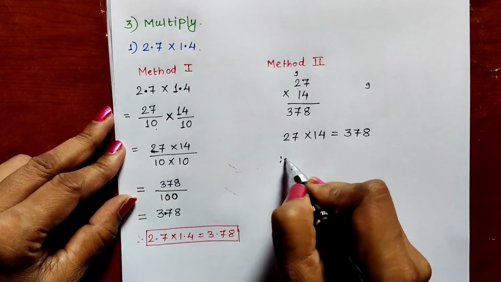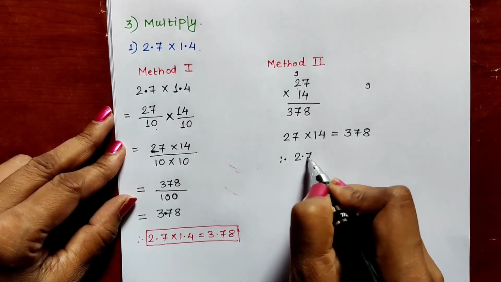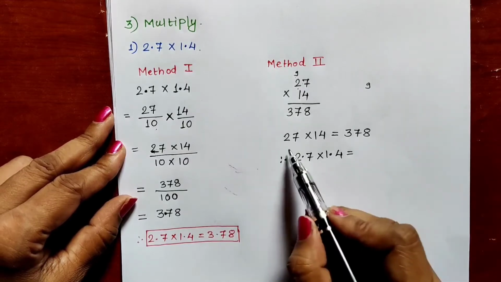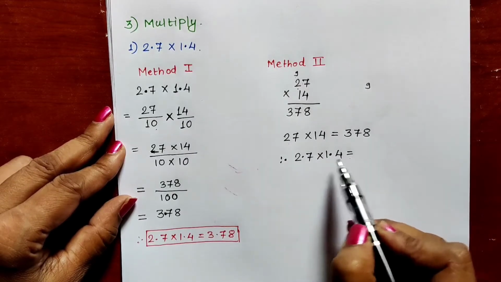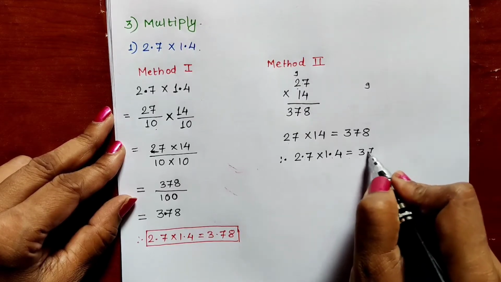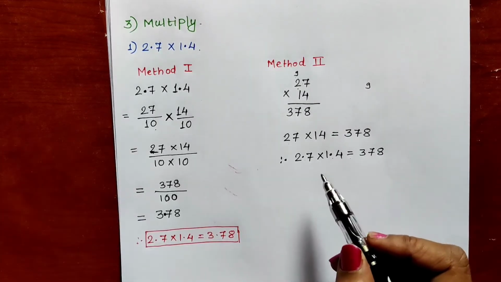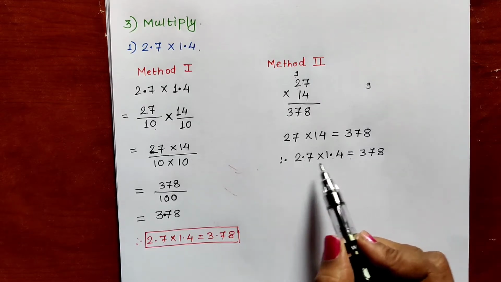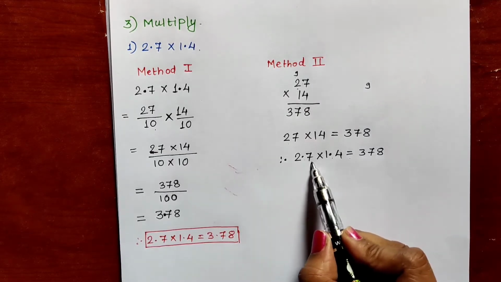And therefore 2.7 into 1.4 is equal to, what will be the answer? Digits are same. Only decimal point is there. So answer is same, 378. Now what we have to see? We have to see where to put the decimal point, because in these numbers decimal points are there. So after decimal point one digit is there.